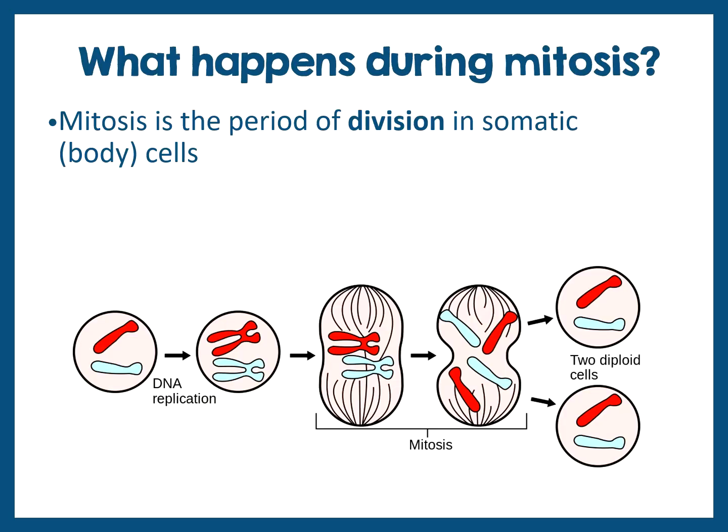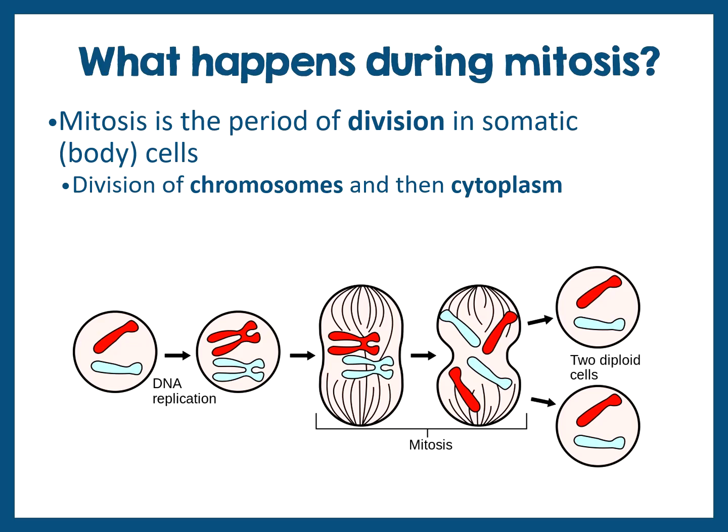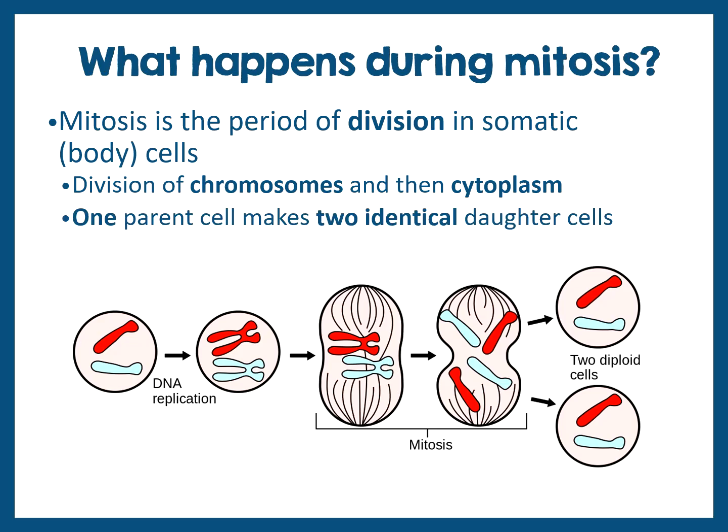So this is the process of mitosis. Mitosis is a process that occurs in the somatic or the body cells. And this is division of the nucleus.